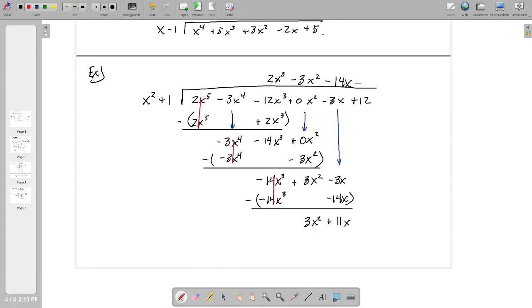Then we're looking for something that multiplies by x squared to give us 3x squared. So we add 3 here. I carry my 12 down. 3 times x squared is 3x squared. 3 times 1 is 3. And we subtract. 3x squared minus 3x squared is 0. That's by design. 11x minus nothing is 11x. 12 minus 3 is 9.